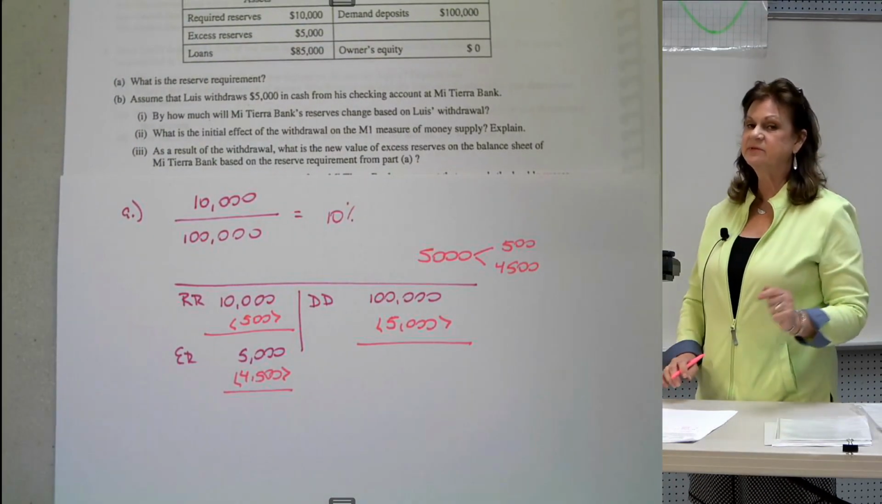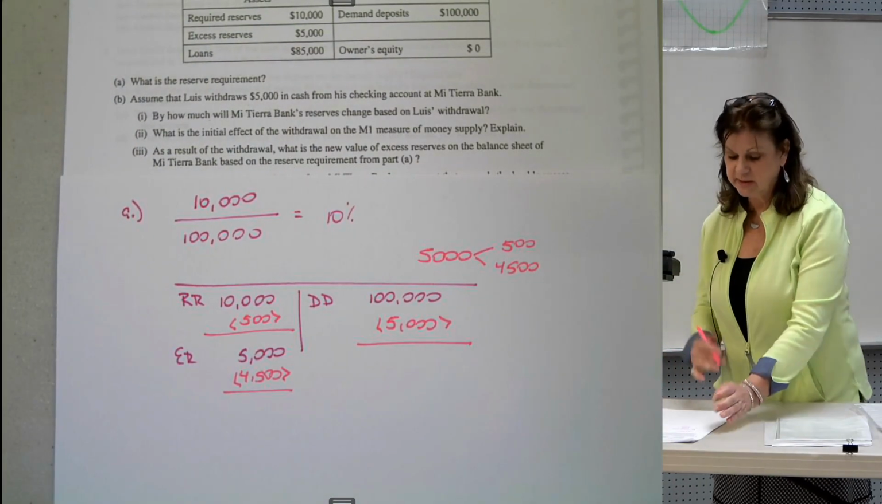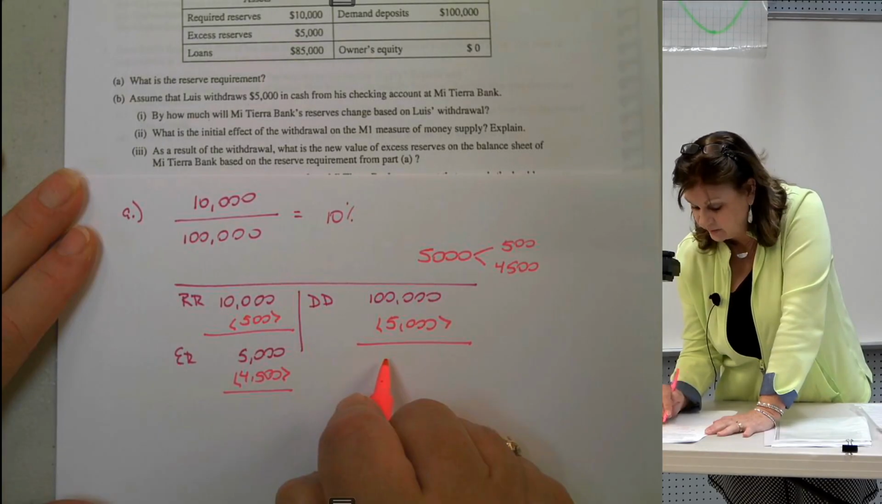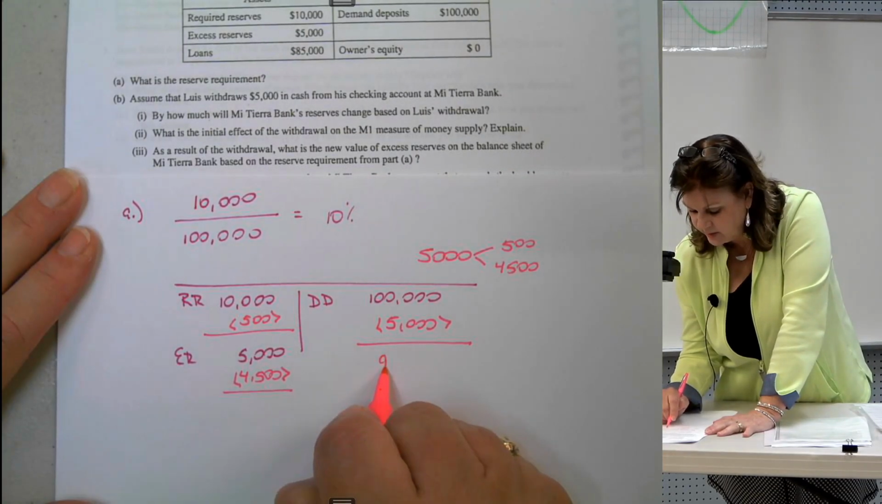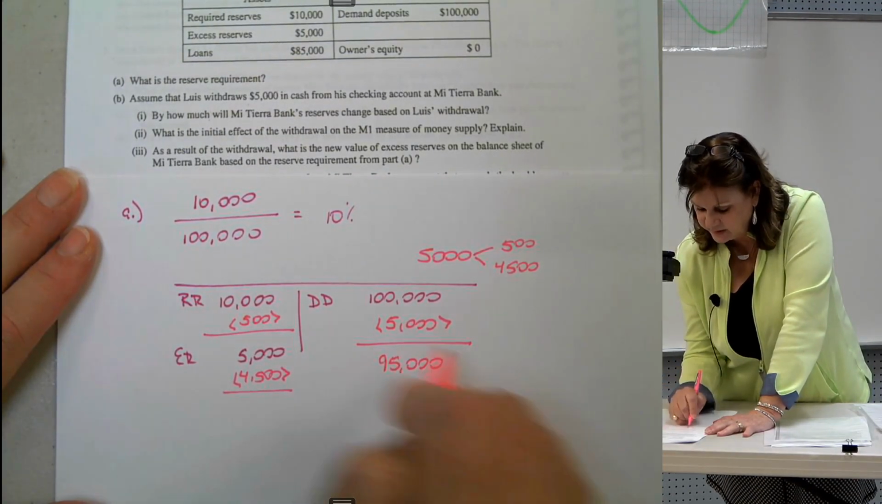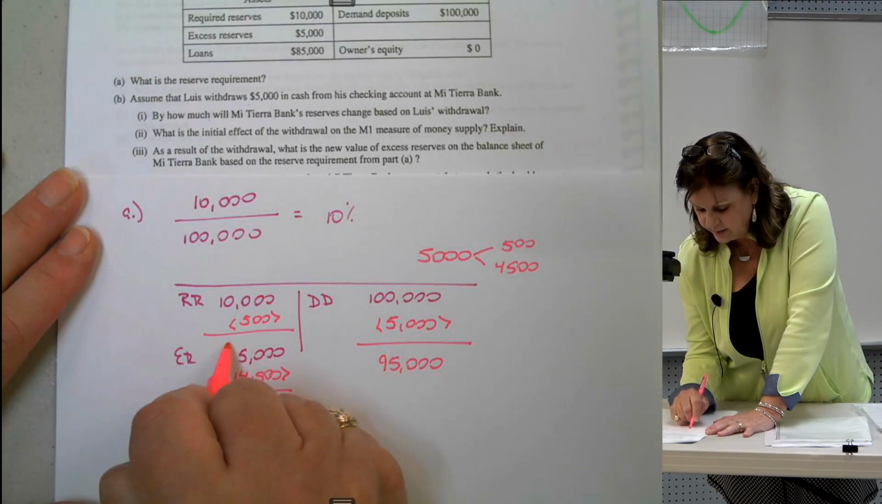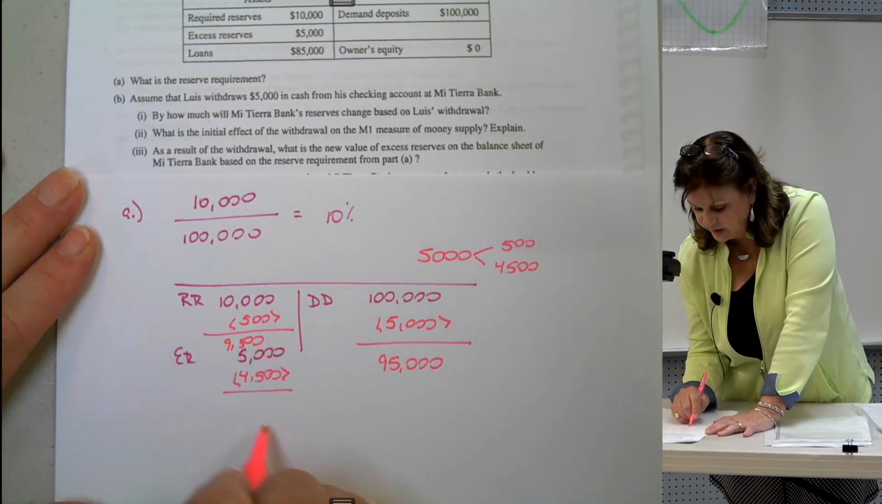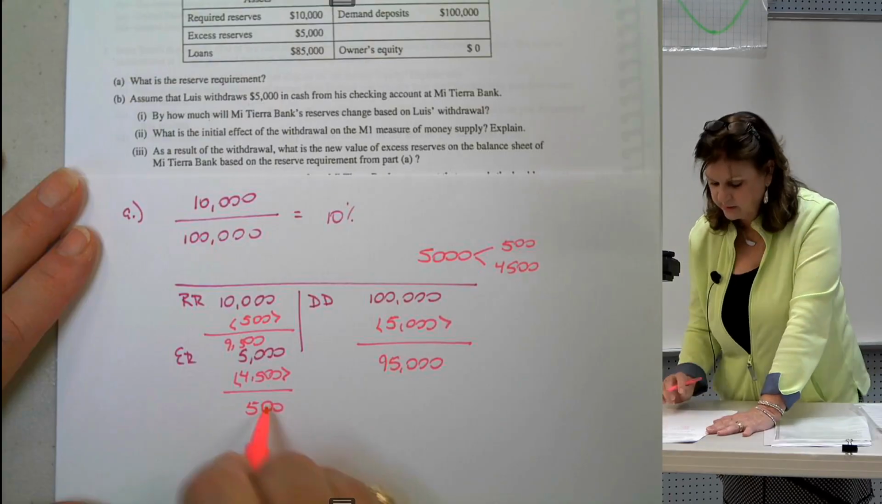That still leaves the bank $500 that they can lend if they want to make money off that, and if they have the opportunity. So now my demand deposits are $95,000, my required are $9,500, and my excess are $500.